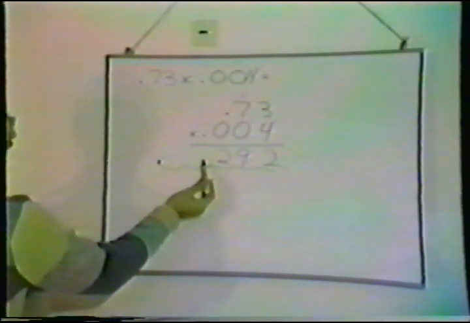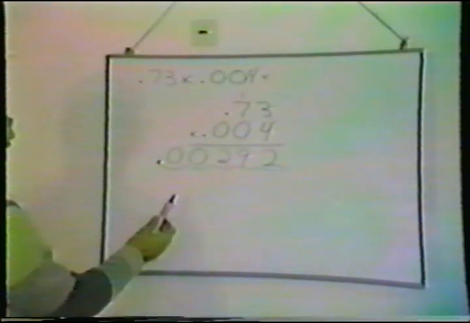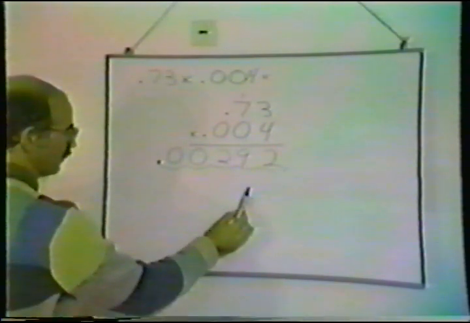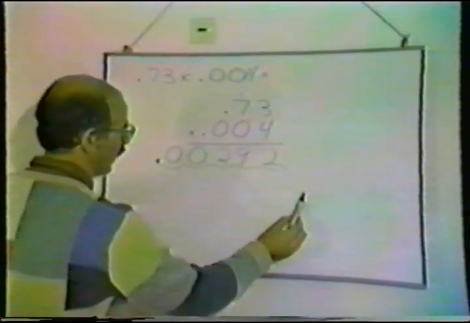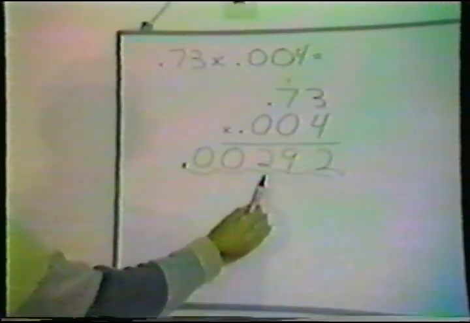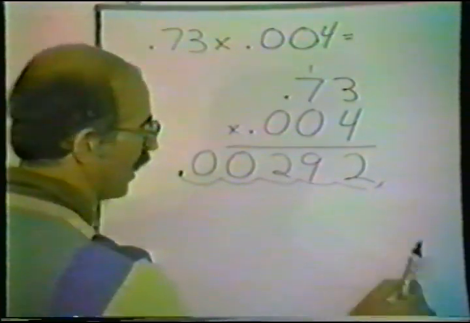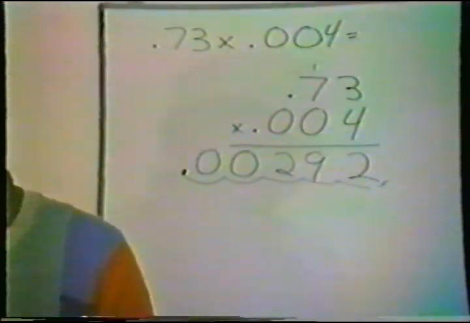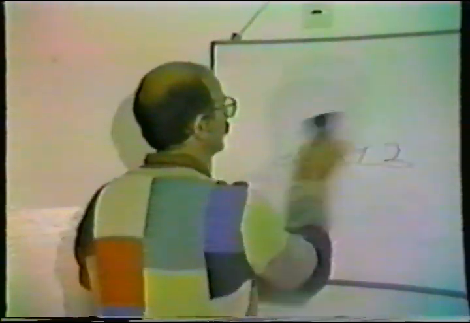What do I put in these 2 places? Zeros. Tenths, hundredths, thousandths, 10 thousandths, 100 thousandths. So the answer is 292 100 thousandths. And we'll do just one more.